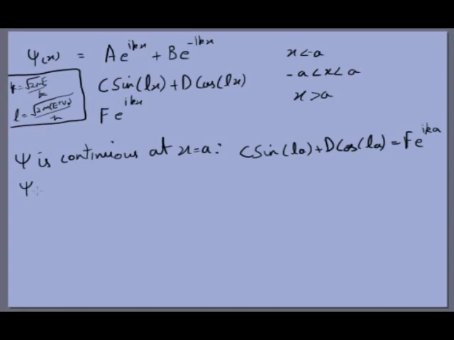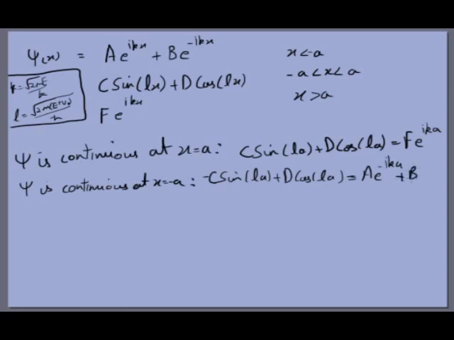Similarly, psi continuous at x is equal to minus a gives us minus c sine La plus d cos La is equal to a e to the power minus iota ka plus b e to the power iota ka.